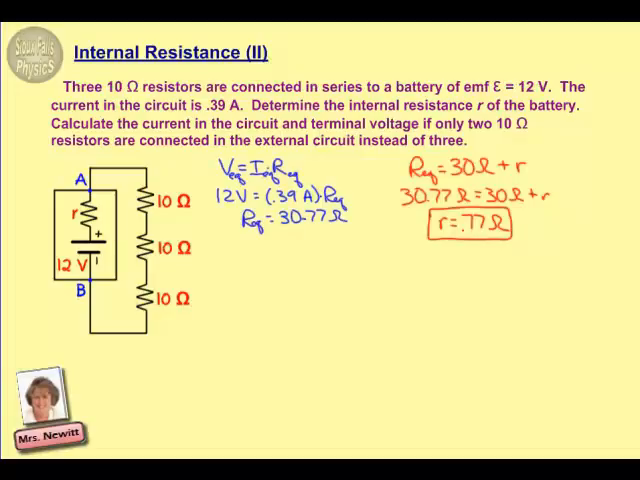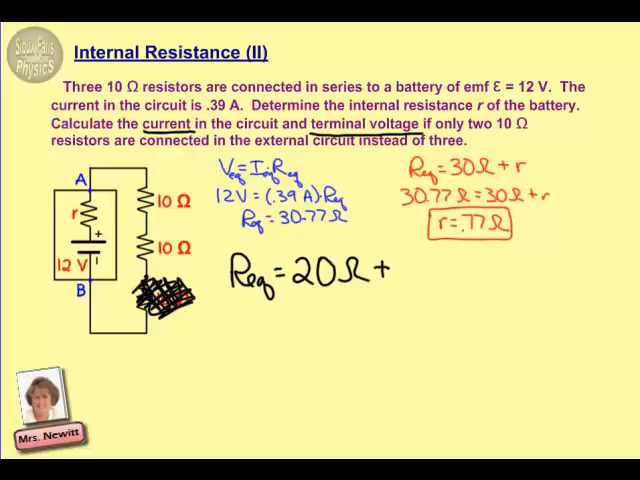problem asks to calculate the current and terminal voltage if only two 10 ohm resistors were connected instead. So now we can eliminate one of these over here. Our circuit is only going to include two 10 ohm resistors. And so as we calculate our equivalent resistance this time, we will have 20 ohms from the external circuit. Notice that the internal resistance should not change, so that's still 0.77, which means that our equivalent resistance for the entire circuit is 20.77 ohms.